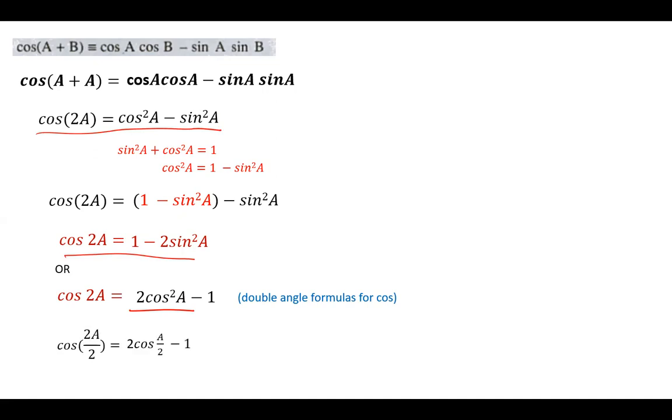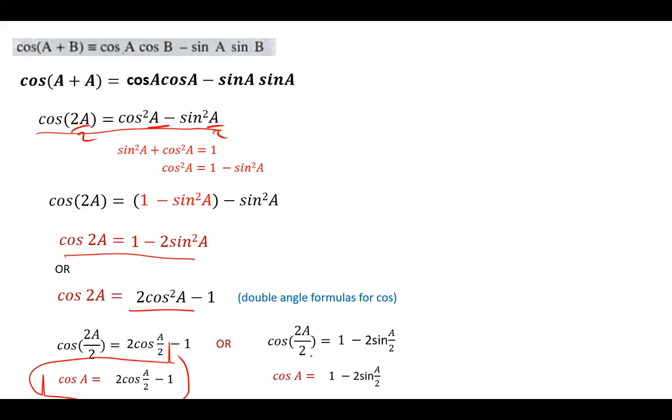Okay, so if you divide the angles by 2, then you make what is known as the half angle formulas for these same expressions. So if you divide all these angles by 2, you're getting these two expressions as your half angle formulas for cos.